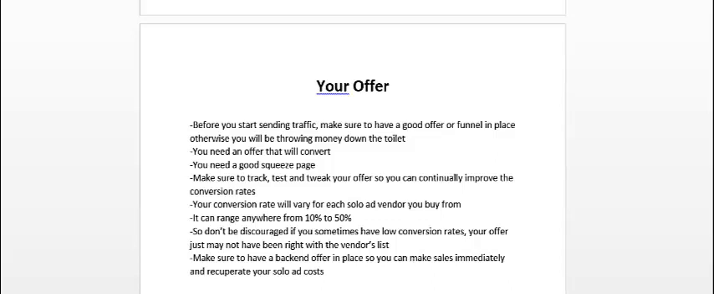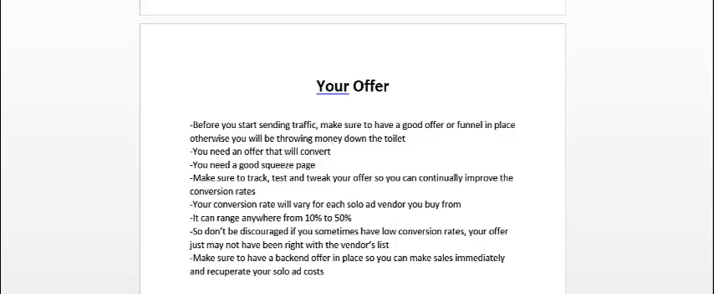All right, so before you start sending traffic, you have to make sure that you have a good funnel in place and that your offer is something that the market wants. Okay, so you need an offer that will convert and you need a good squeeze page. Actually, the more simple the squeeze page is and the less text there is, the better.